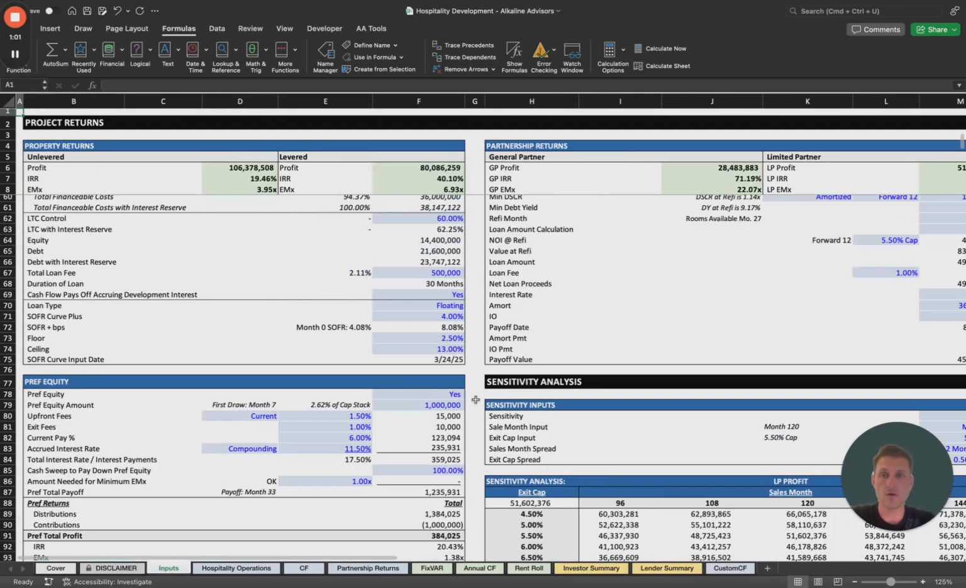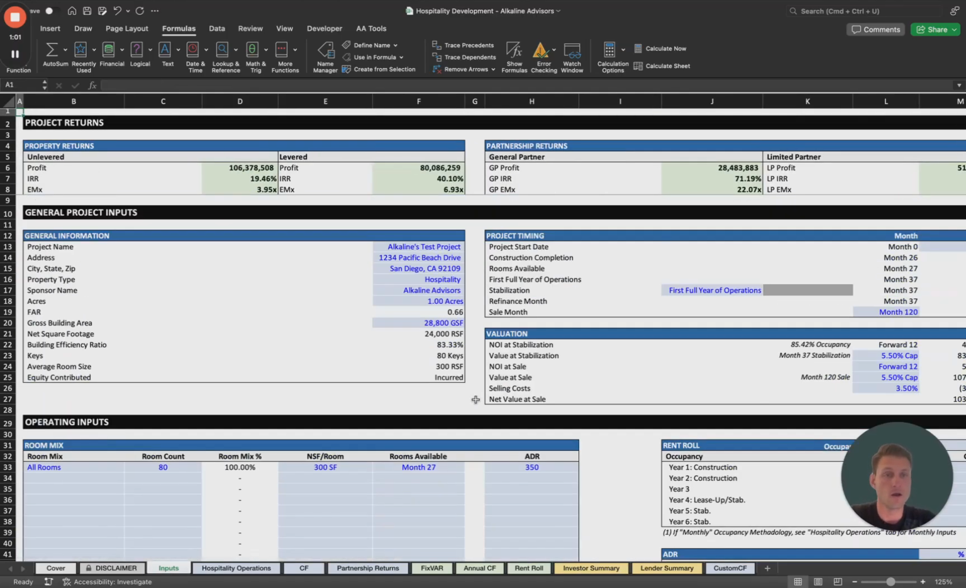So with that, we've just reviewed our hospitality development model. We can build this out however you'd like. We can customize this. You can use it as is. Whatever's easiest for you. We're happy to dive a little further into it. If you have any questions, please feel free to reach out.